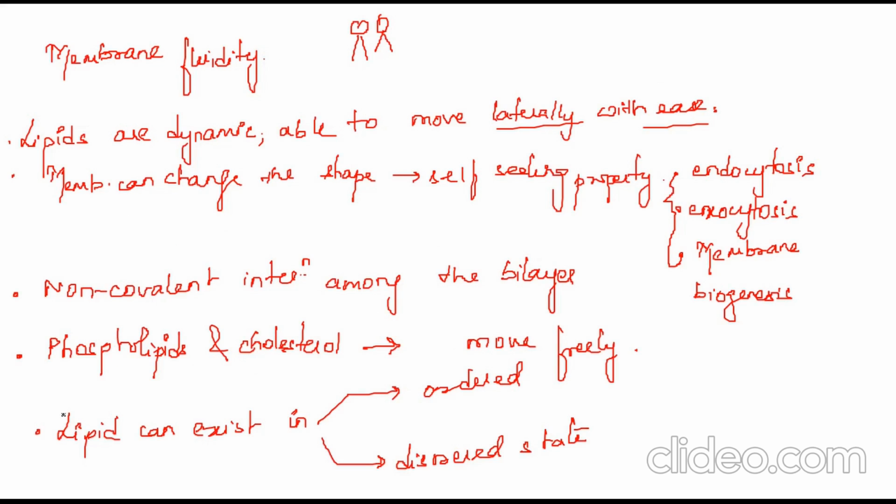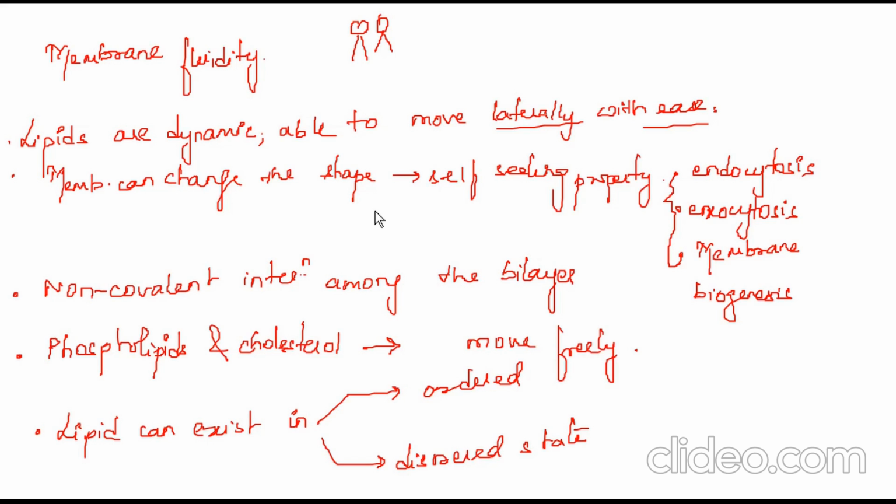So membranes are dynamic in nature, that the lipids are dynamic in nature, that the lateral movement of the lipid molecules happens very easily. Membranes can change shape, they have the self-sealing property, and this self-sealing property helps the membrane to show endocytosis, exocytosis and membrane biogenesis. There is a non-covalent interaction among the lipid bilayer, as a result of which they can move freely. If it would have been a covalent interaction, there would not have been any movement.